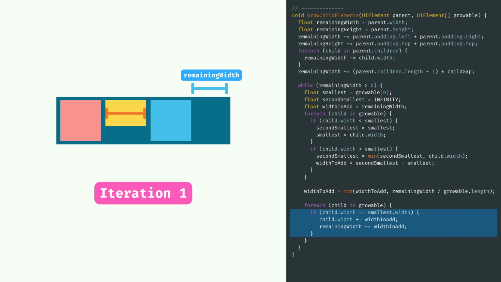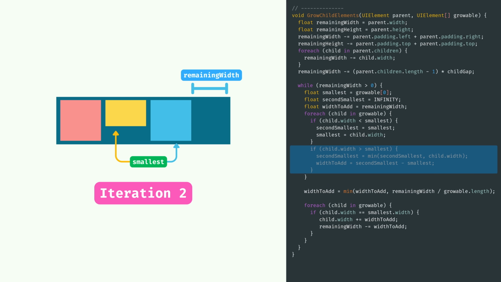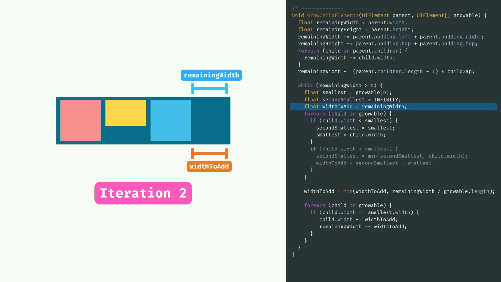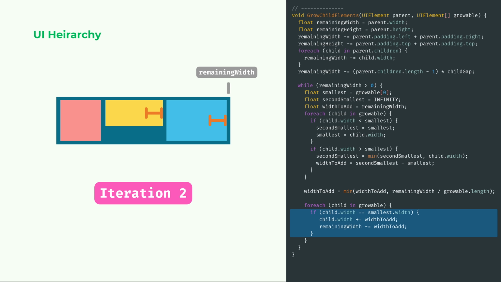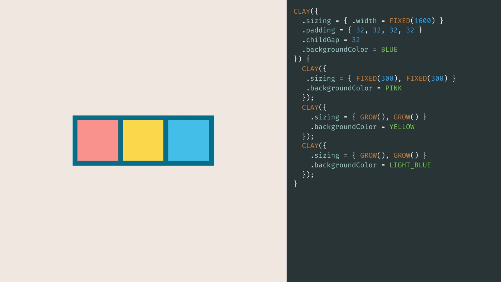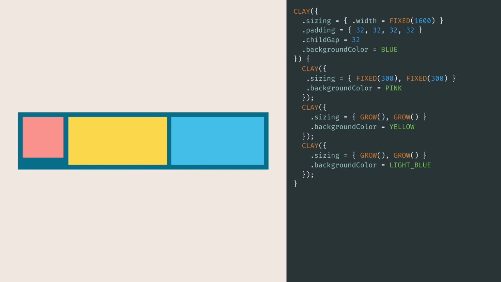Any size that we add to children, we subtract from the total available extra space, and after we've finished this iteration, we still have remaining width to distribute, so we repeat the process again. This time, because both of our grow containers are the same width, this inner block of code never runs, which means our width to add is just the entire remaining width. If we added that to both of our containers, it would overflow, so we clamp our width to the remaining width divided by the number of grow containers, which is 2. We then add that width to any container matching the smallest width, which is both of them, which brings our remaining width to 0. We now have an approach that can handle multiple growing containers and much more complex layouts.